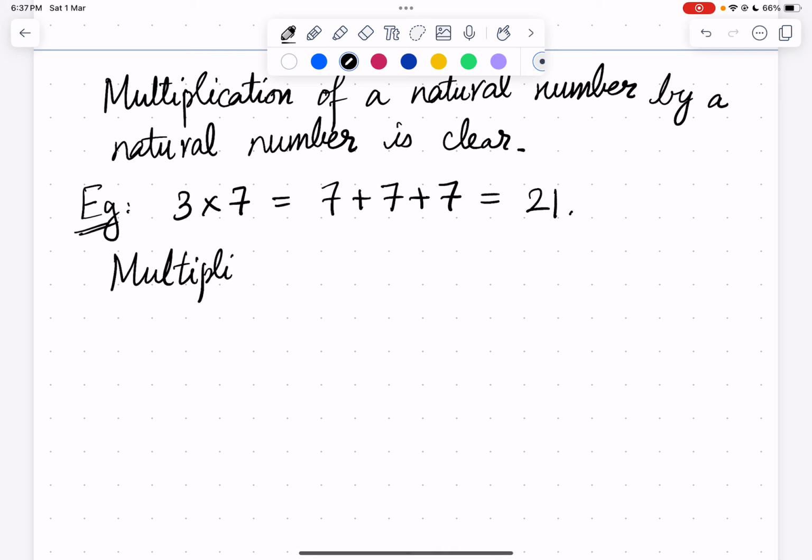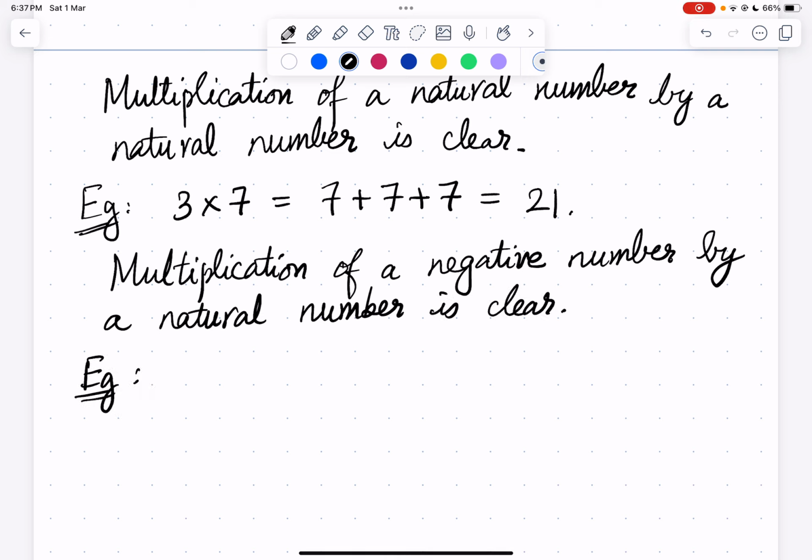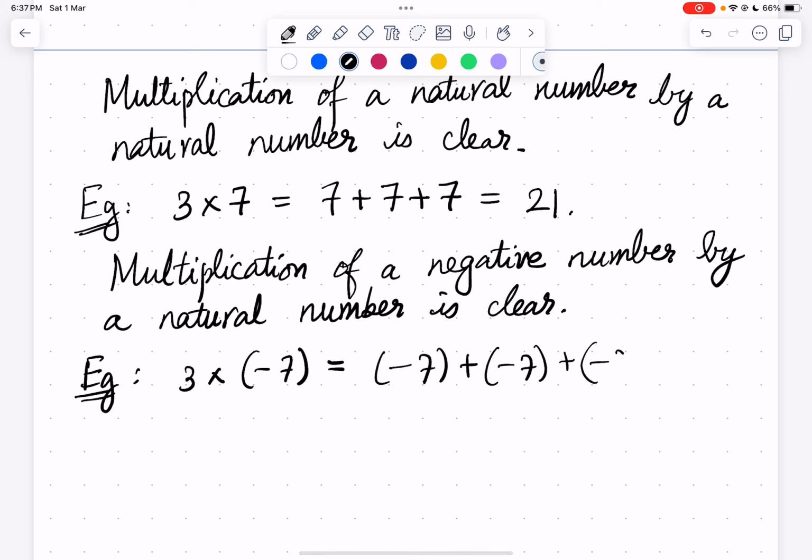Also multiplication of a negative number by a natural number is clear. For example, 3 times minus 7. When multiplying this negative number minus 7 by 3, you do the same thing. Add minus 7 to itself 3 times and we will get minus 21. So multiplication of a natural number by a natural number is clear. Multiplication of a negative number by a natural number is clear.